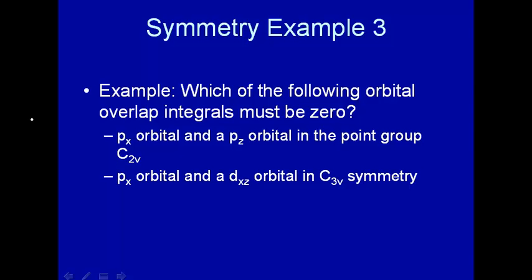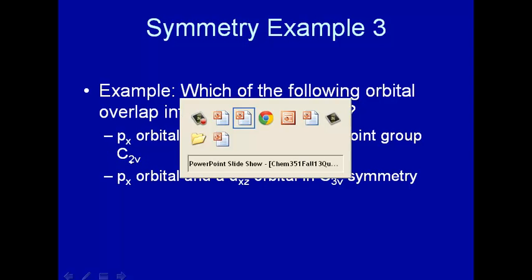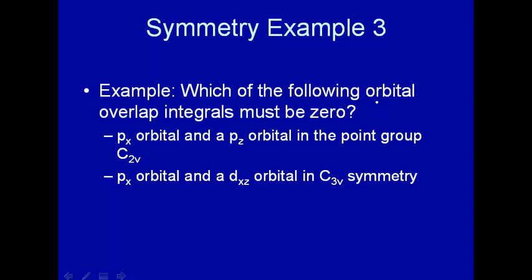Let's do a third symmetry example. Let's answer this question: which of the following orbital overlap integrals must be 0? And we're going to use symmetry to answer this question. Let's look at the px and the pz orbital in the point group symmetry C2v. And what we want is the orbital overlap integrals.